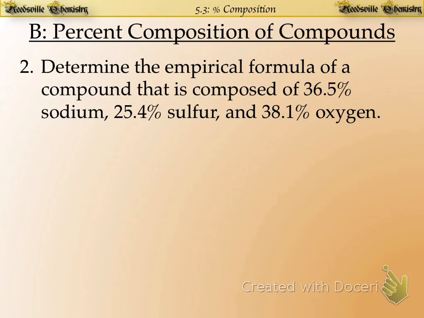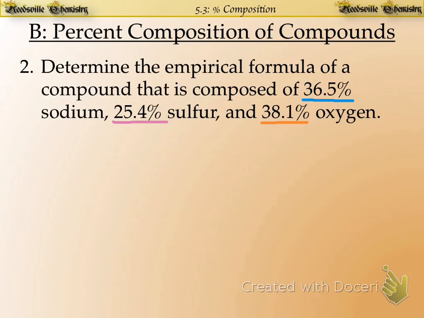All right, so let's apply this now to a problem. We want to determine an empirical formula of a compound composed of 36.5% sodium, 25.4% sulfur, and 38.1% oxygen. Now, this is a pretty good estimation of a problem that you'd see in the real world, because we do have machinery that will give us the percentage of elements in a particular sample. So here are the numbers that are going to be important for this problem. And your first step here is going to be to do the following.